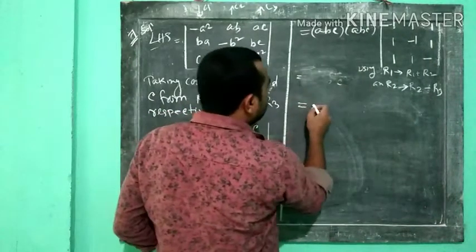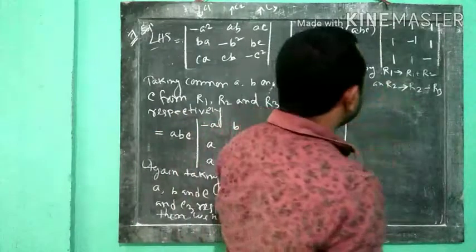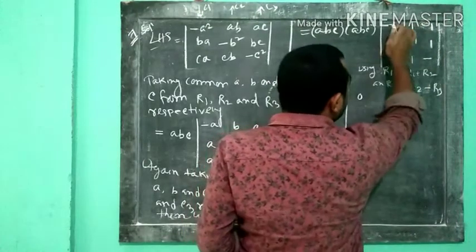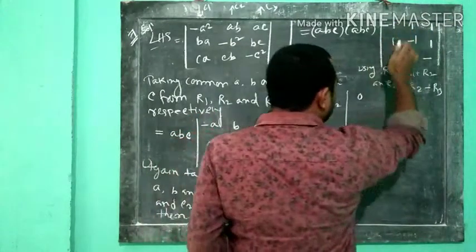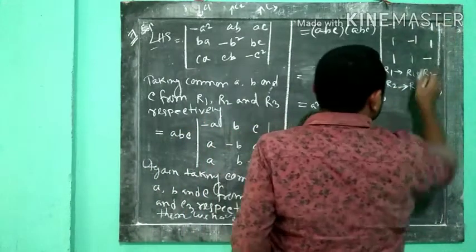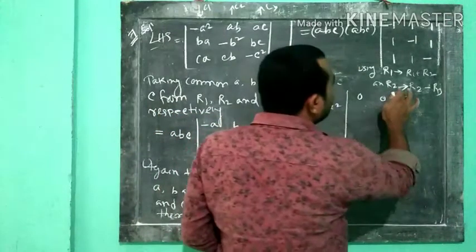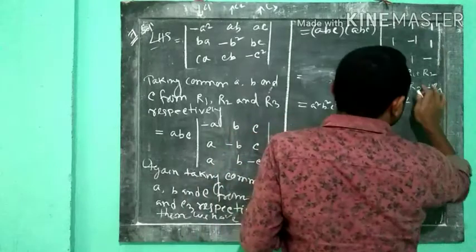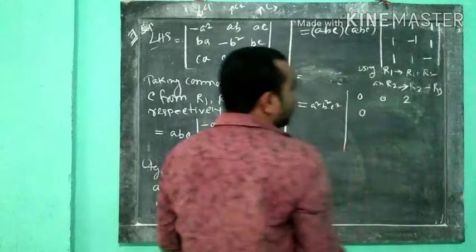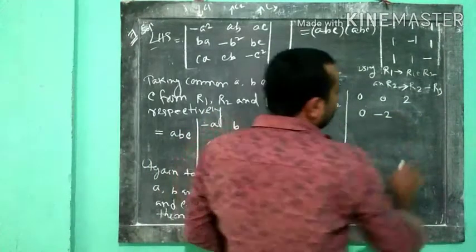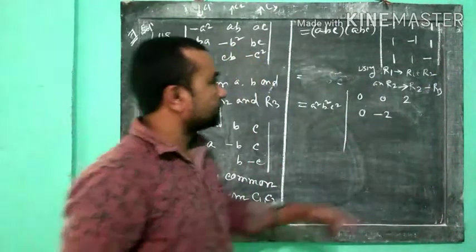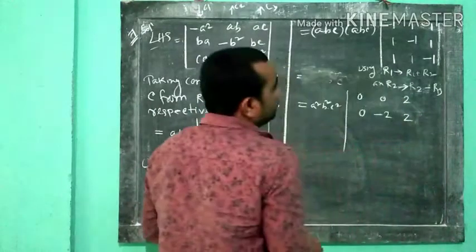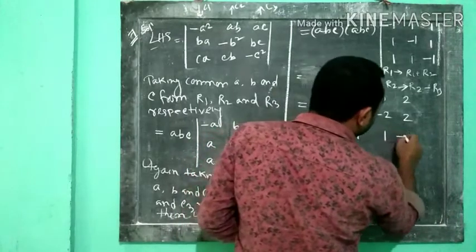Then we have a²b²c² times a determinant. R1 becomes R1 plus R2: -1 plus 1 is 0, 1 plus -1 is 0, and 1 plus 1 is 2. And R2 becomes R2 minus R3: 1 minus 1 is 0, -1 minus 1 is -2, and 1 minus -1 is 2. The third row stays the same: 1, 1, -1.